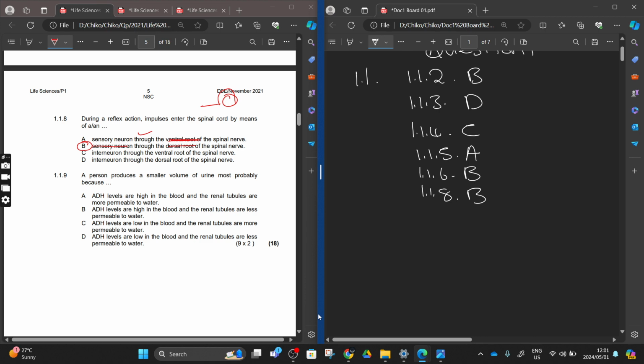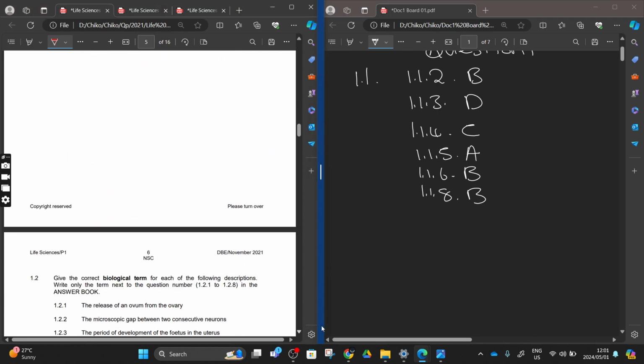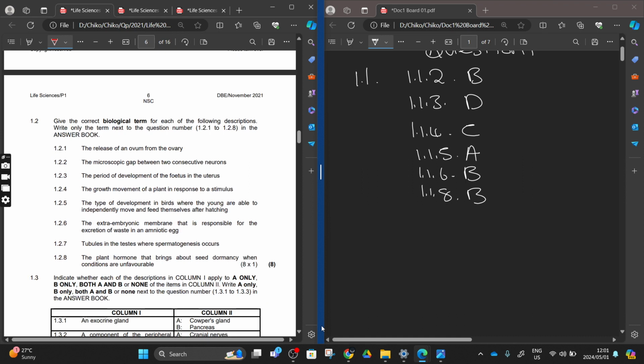You'll agree with me. Then number 1.1.9, this one, ADH, we haven't done this. We are also going to do this next week, right? Then 1.2, do we have anything here? The release of ovum, the microscopic gap between, yes. We also see another one, 1.2.2. We see this one, the microscopic gap between the 2 consecutive neurons. This one is called synapses.